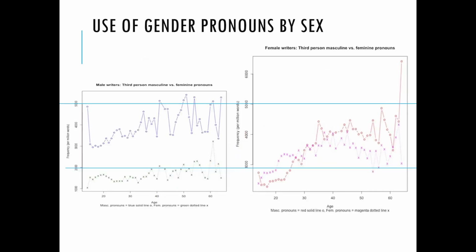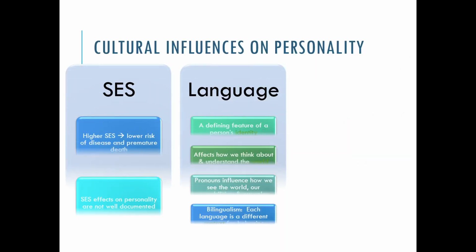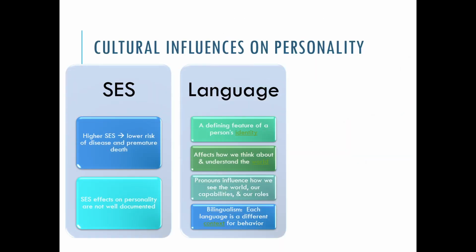Here is the use of gender pronouns by sex. On the left, we have male writers who are writing in the third person, and then how often they use masculine and feminine pronouns. On the right, we have female writers writing in the third person, and how often they use masculine and feminine pronouns. And what you notice is that male writers use a lot more of the masculine pronouns. That's the blue solid line. Female writers tend to use equal numbers of male and female pronouns. So, kind of interesting differences by sex. Well, back to what we were talking about.